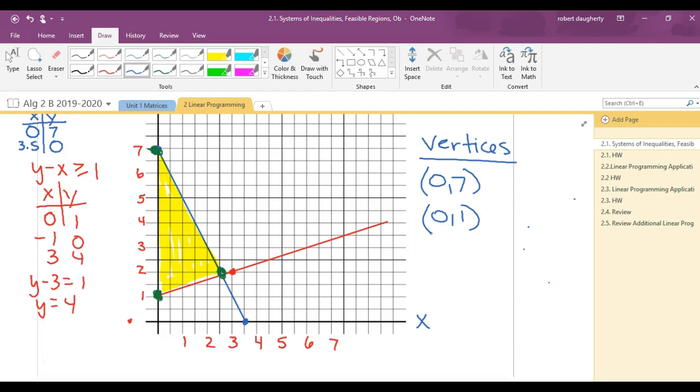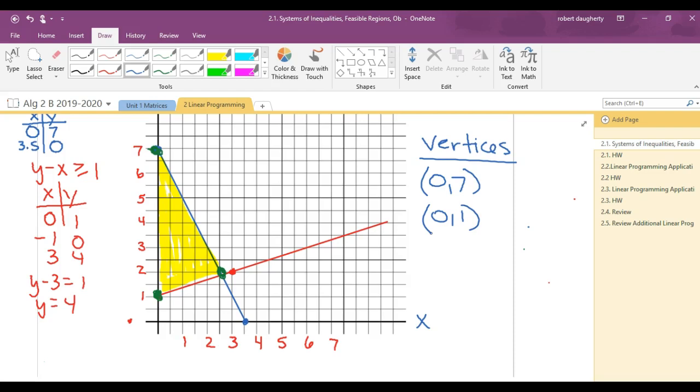Well, where do these lines meet? It looks like maybe 2.5, 2. I don't know how good your graph is. I'm thinking it's 2.5, 2. Is that a good feeling? Do you think I grade on feeling?